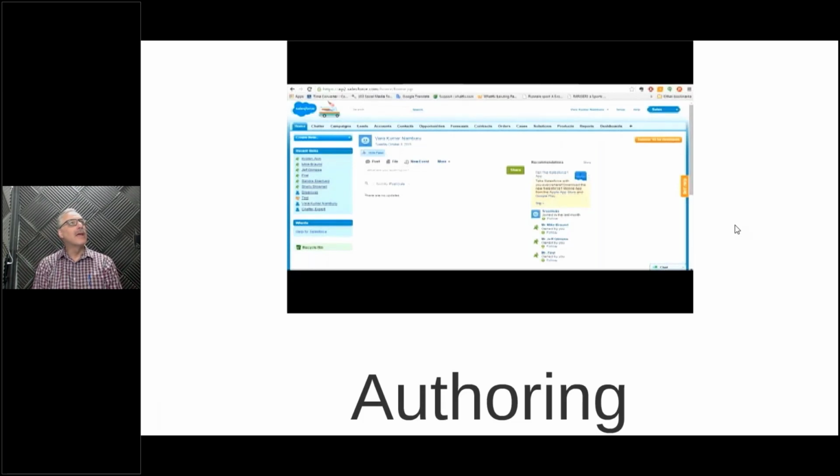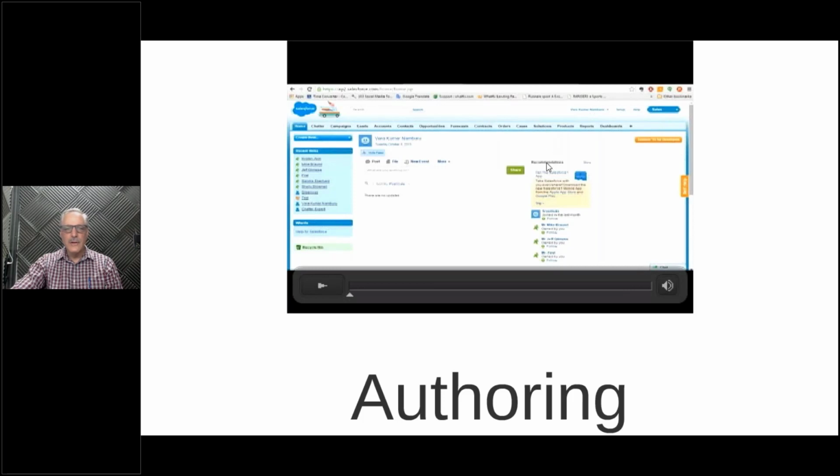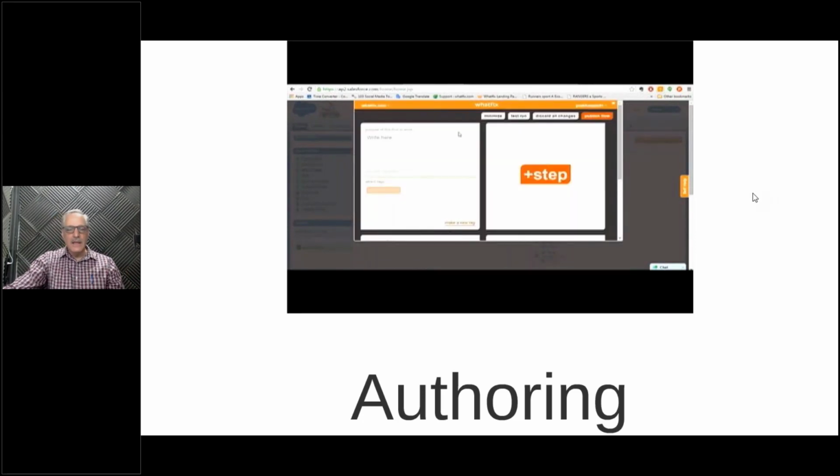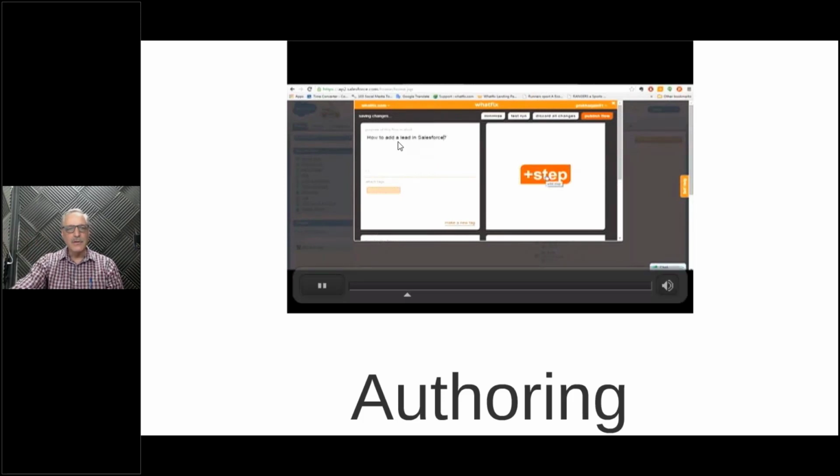They create, I'll call it, an add-in or a plug-in. You'll notice up here in the top, this is Salesforce. And let me just play this so you can see it as best we can. There is a little icon up there, and this icon is for this particular vendor, which happens to be WhatFix. When you click on that, it's calling up all the information in their cloud to begin authoring steps within the live platform. So you're in Salesforce, you're clicking that icon, and you're actually adding a step, add a lead in Salesforce.